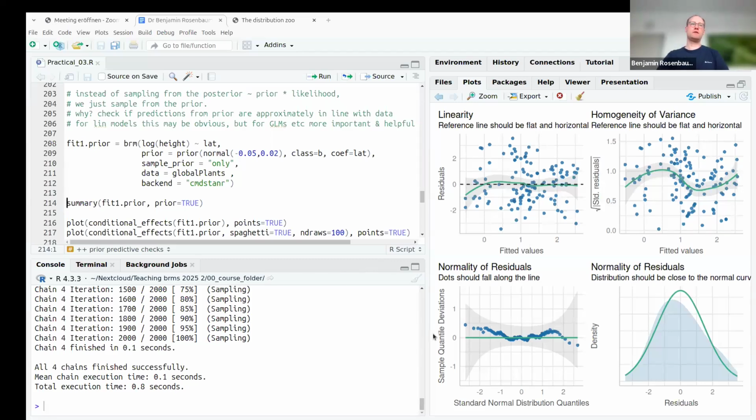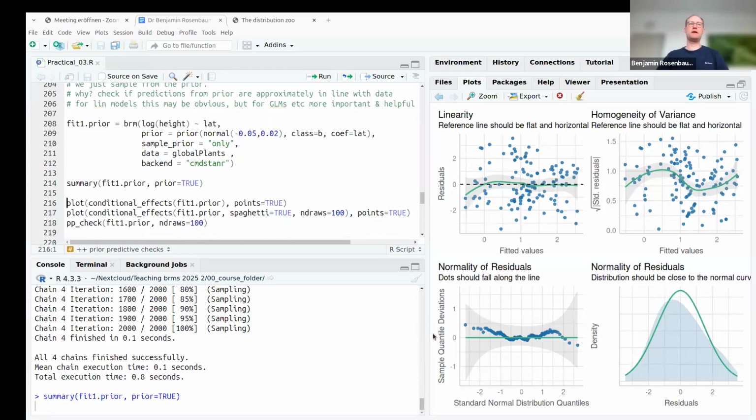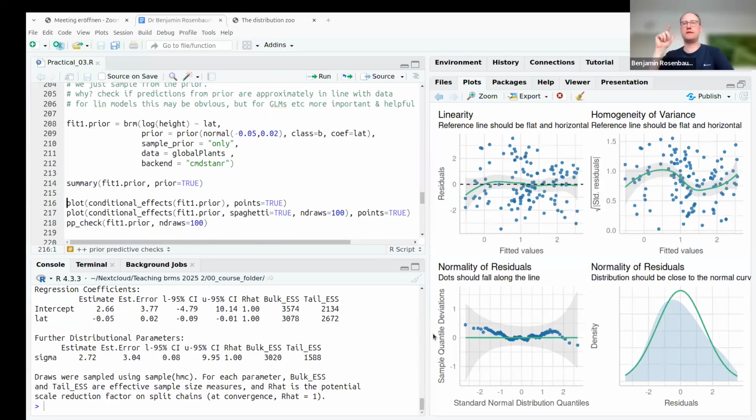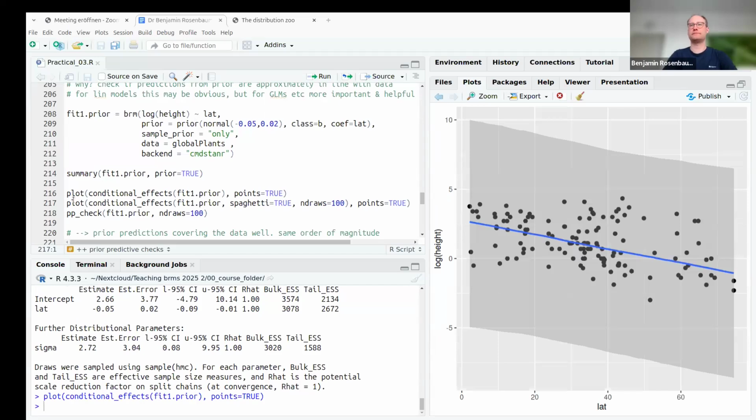I mean, you don't necessarily have to look at the summary and the fuzzy caterpillar plot because you're just sampling from the prior. This usually shouldn't be an issue at all. But the cool thing is now you have this fitted BRMS object that just contains samples from the prior, and you can use this for all the other BRMS functions. So you can use the conditional effects plot here.